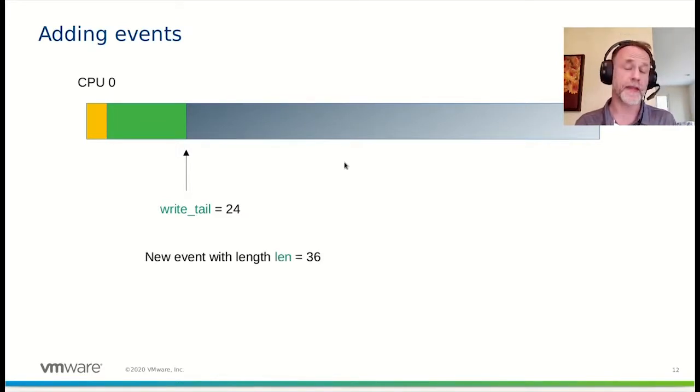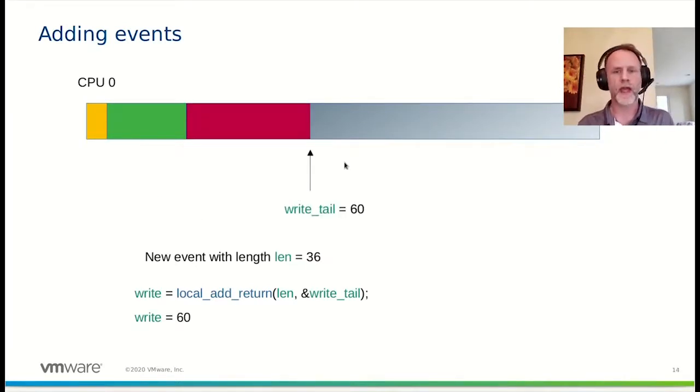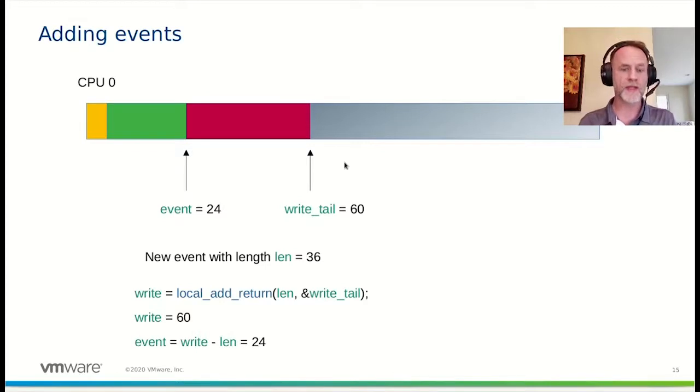And we want to add an event that's 36 bytes. So what we do is we call this function called local add return, which adds the 36 to the 24 in the write tail, and puts that value back to write, which is going to be 60. And now we know that that's the allocation of our event. And if we subtract the return value of write, which is 60, by our length, the 36, we get the 24, which is the beginning of the event, and this is where we're going to write to.